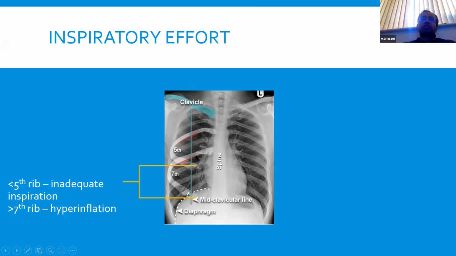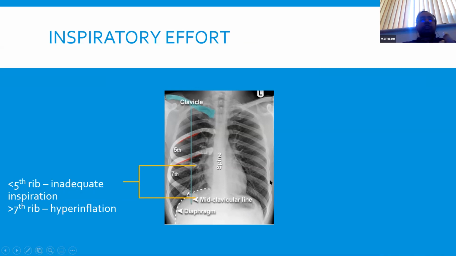I just pointed here on the right because it's easy for me. And it shouldn't be more than 7 ribs. Because if it is, you're thinking, is this hyperinflated, which could be someone just being very keen and trying to take a very deep breath, but more often you're thinking of conditions such as COPD. And often in those cases, you also see a flattening of the diaphragm. You might get some blunting of the costophrenic angle as well. So it's not usually seen in isolation. It's a cluster of things, but this is roughly the angle to look for.